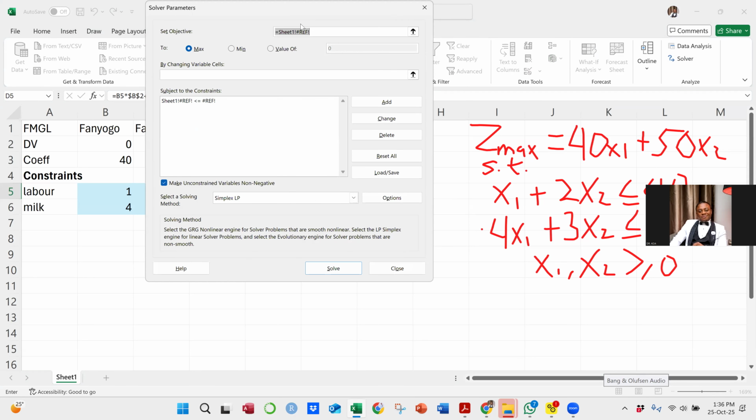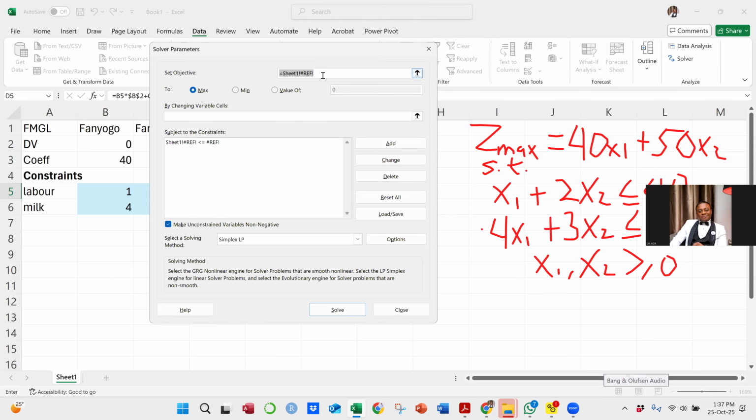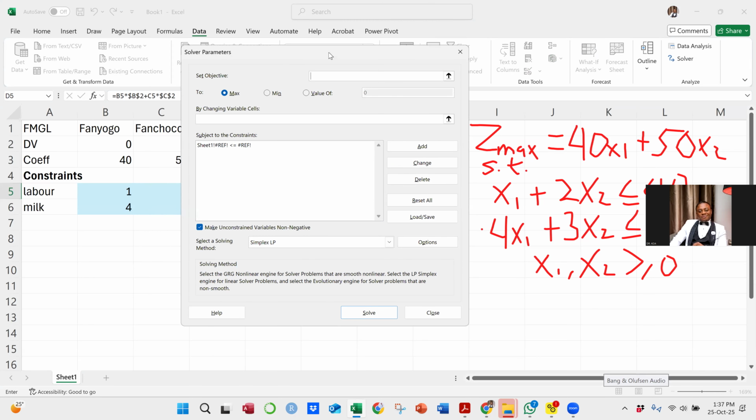When you click on solver, a pop-up will show. This pop-up, as you can see mine on the screen, is known as a solver parameter dialog box.